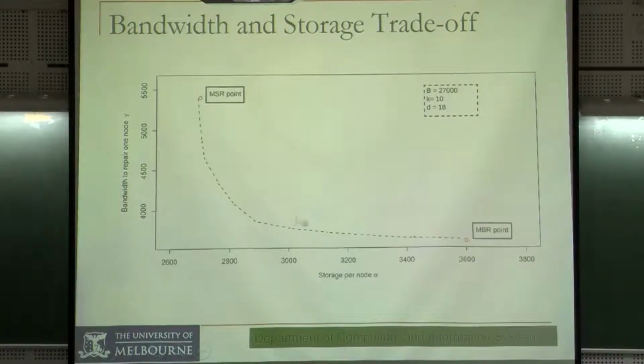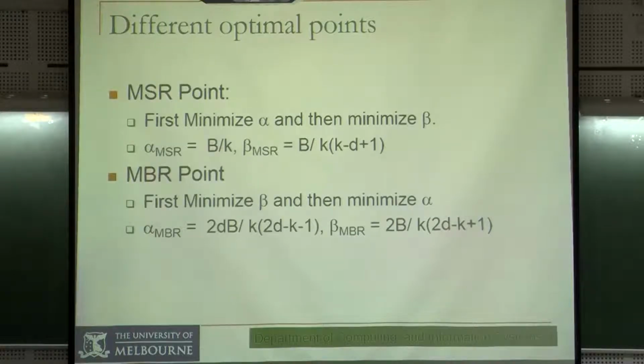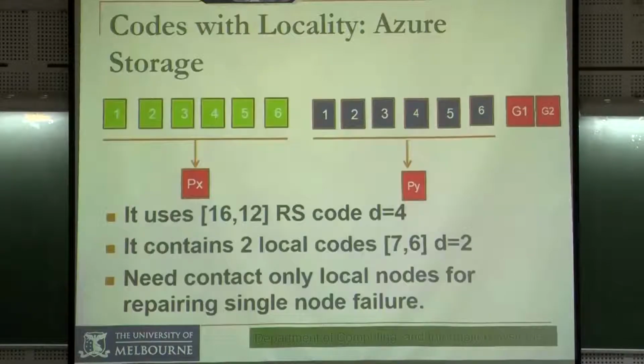So they established this, and this is the main result. Sometimes you can have different optimal points. At the MSR point, you first minimize alpha and then you minimize beta, and you get some parameters. At the MBR point, you first minimize beta, that is how much you collect from each node to repair, and then you minimize alpha. These two points we will go through. This is one flavor of regenerating codes.